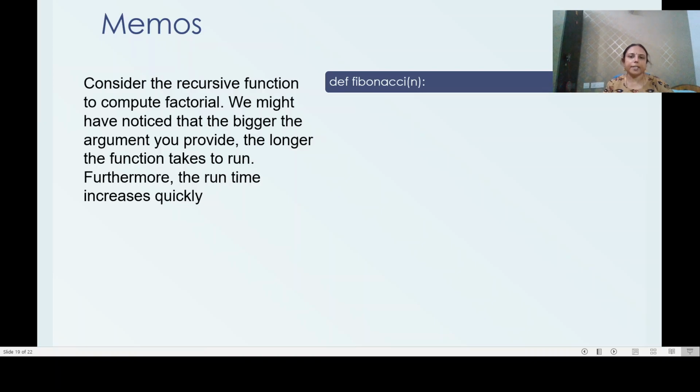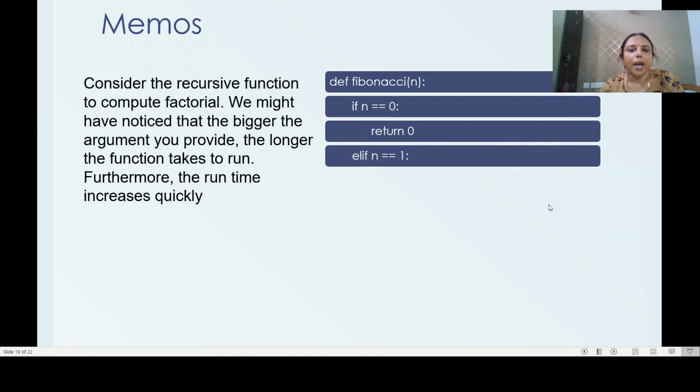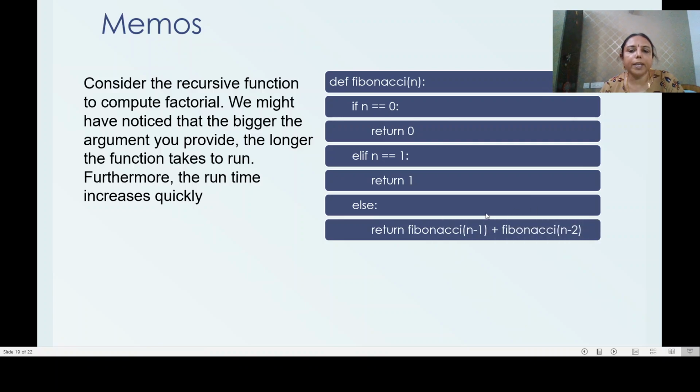So let us see how the Fibonacci function is performed. What you do in a normal recursive function is: if n is equal to 0, then return 0, and else if n is equal to 1, return 1. Otherwise, you return Fibonacci of n minus 1 plus Fibonacci of n minus 2. So this is a normal recursive function you use.